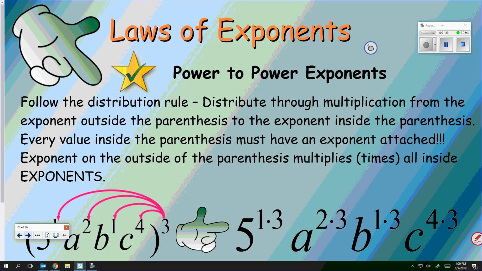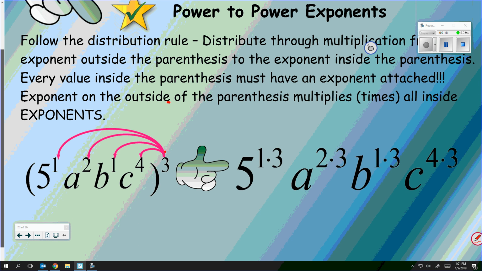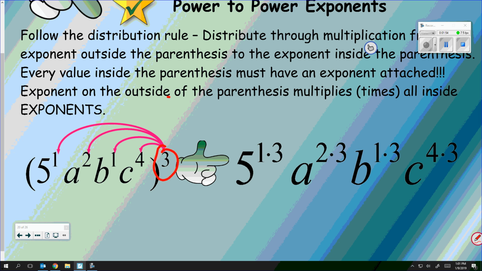So whenever we have the power rule, this exponent outside, you are going to distribute that to every single term of the problem. So if we look, we have 5. The exponent was 1. They multiplied it by 3. Okay, same thing for a. The exponent was already 2. They distributed that 3, and they multiplied that by 3.